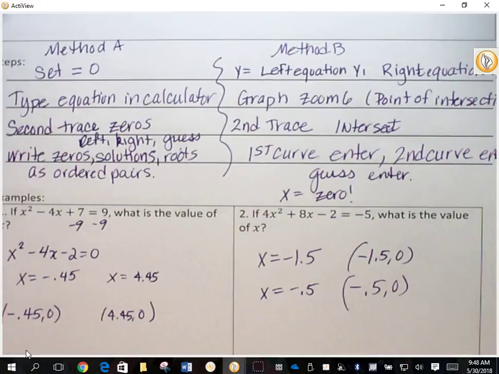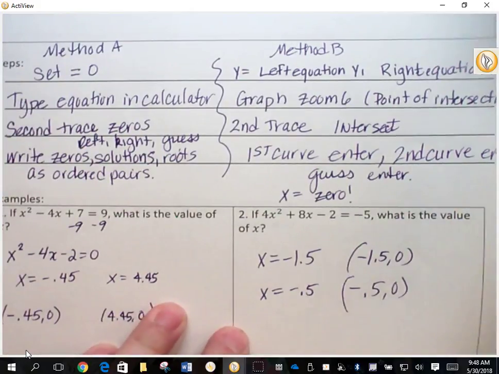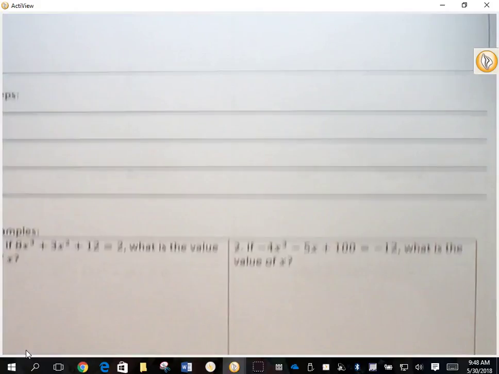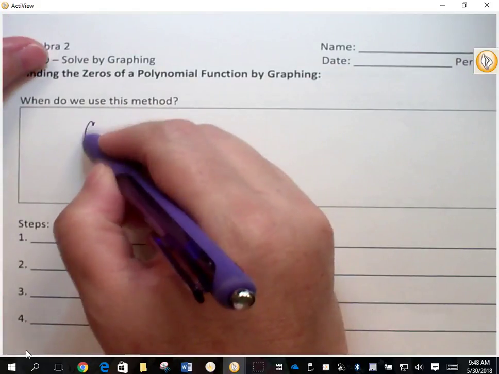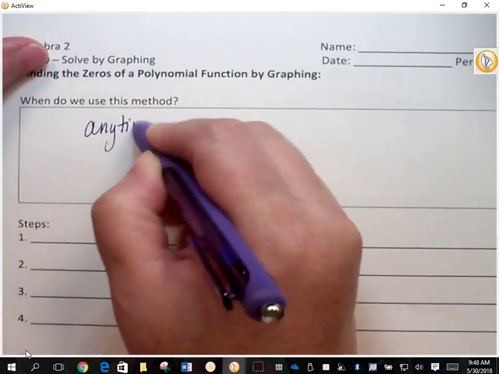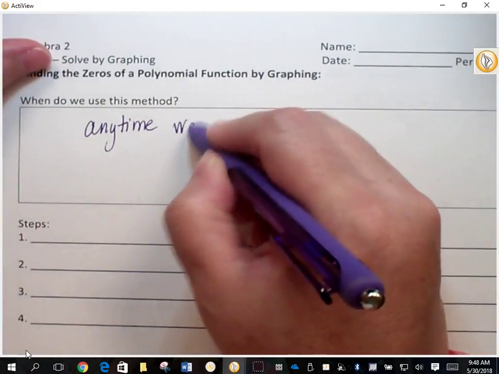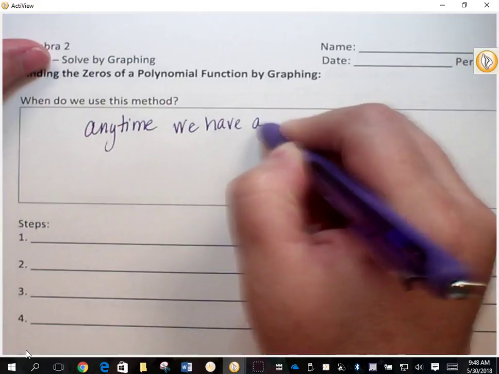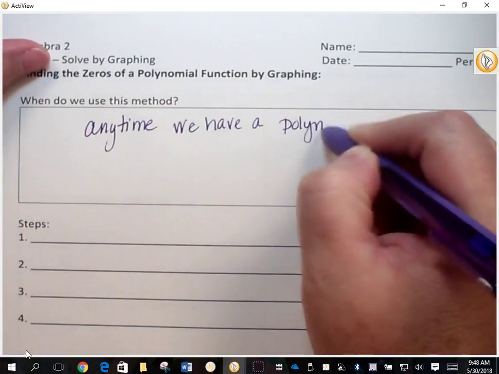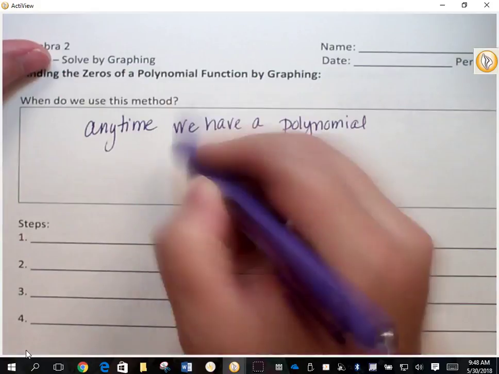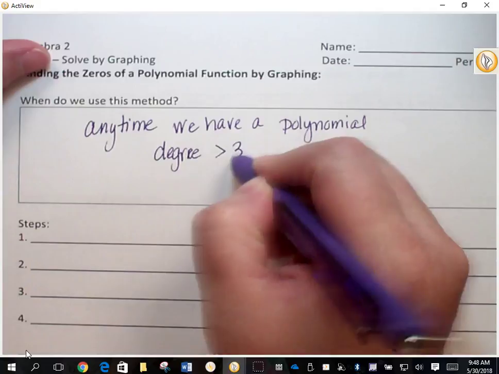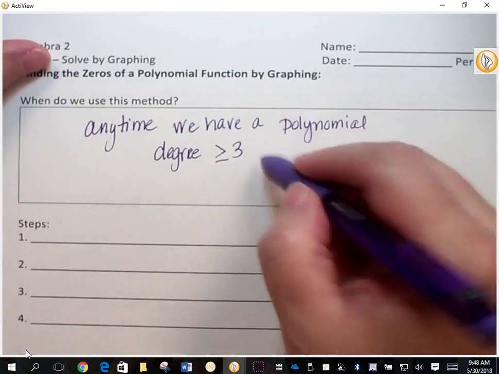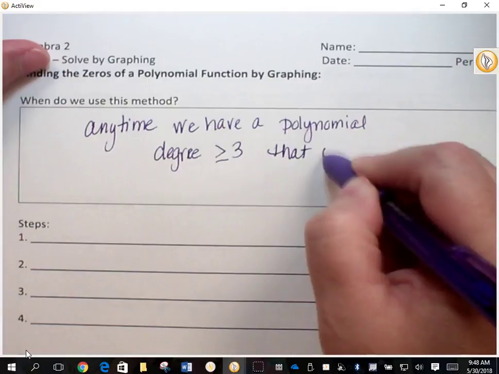Okay? Now, the same thing holds true if you look at the next page, which says finding the zeros of a polynomial by graphing. When do we use this method? Anytime we have a polynomial of degree greater than or equal to 3 that we can't factor.